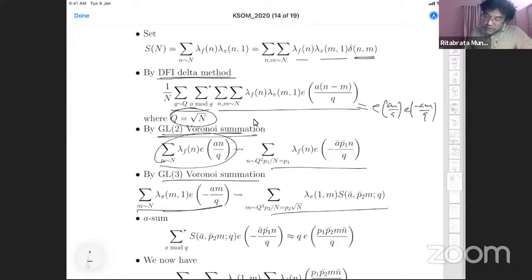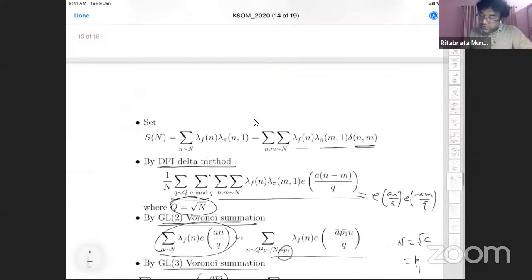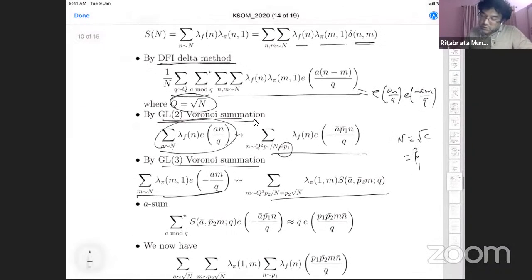Okay, so you have to keep track of the lengths. So the first sum has reduced from capital N. Recall that capital N was square root of C, and C1 was P1 to the power 3, P2 to the power 2. So N is P1 to the power 3 by 2, P2. So from that, it has reduced to P1. So you surely have gained a lot over here. And from this, you have reduced it to P2 root n. So here also you have gained. So in these two steps, you have gained a lot.